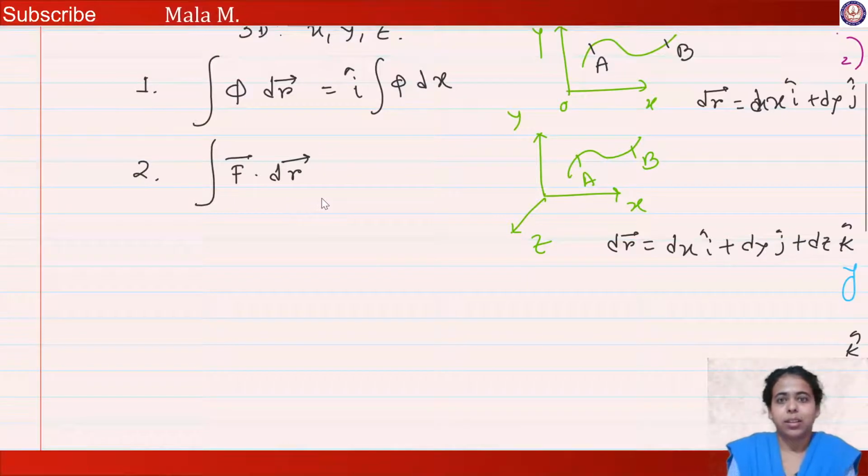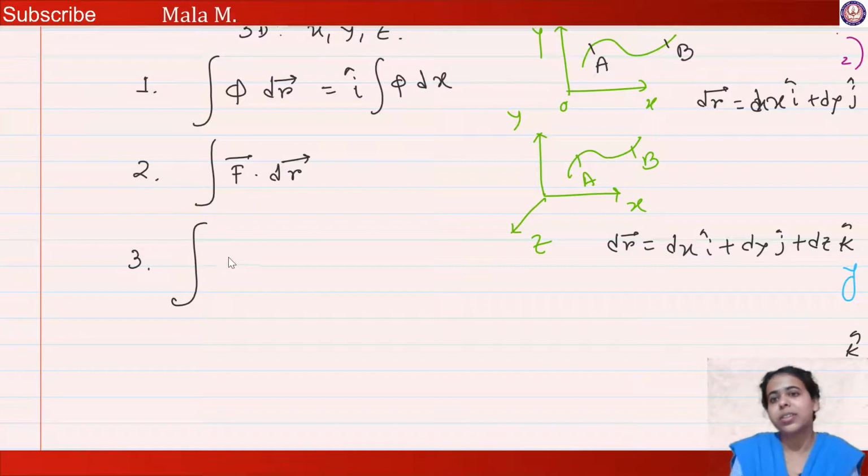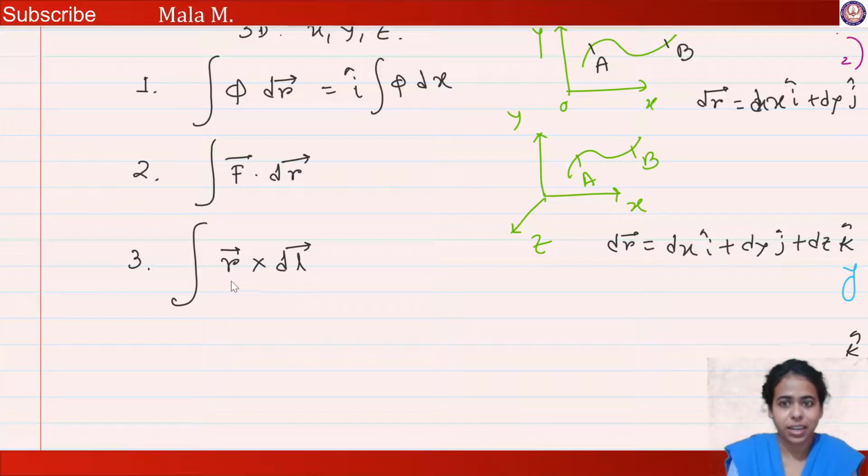Now, we are discussing the second type of line integration, which is the integration of a vector. So the final integration is simply the dot product of two vectors. And the number 3 type is the integration of the cross product of two vectors, where among the two vectors, one is our line integral component, that is dl, and r the integrating function. This is a simple example.